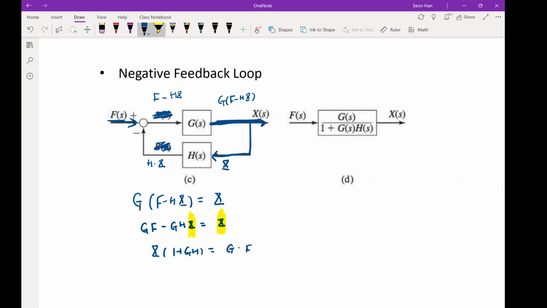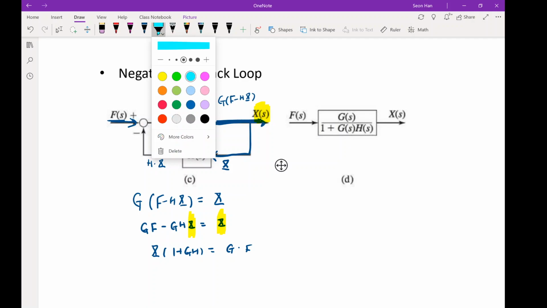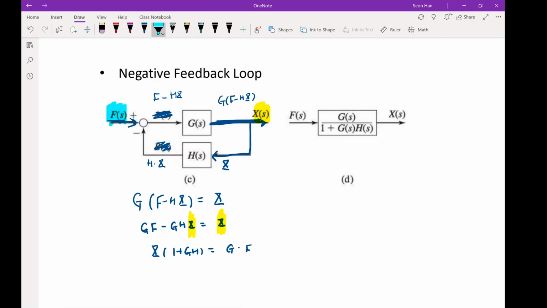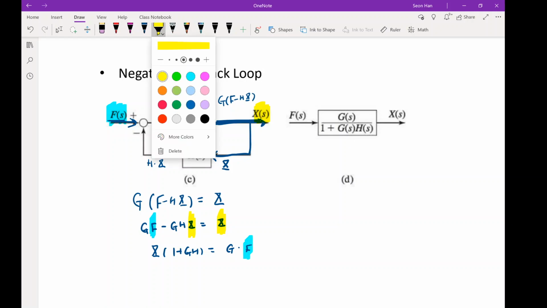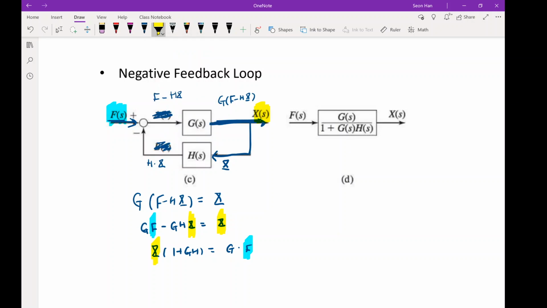You have to be able to distinguish what's output and what's input. That's an input. Every single term should have either input or output. This one has F, the second one has X, the last one is X. Every single term should have either input or output, never both and never neither. So now your output equals G divided by 1 plus GH times F.